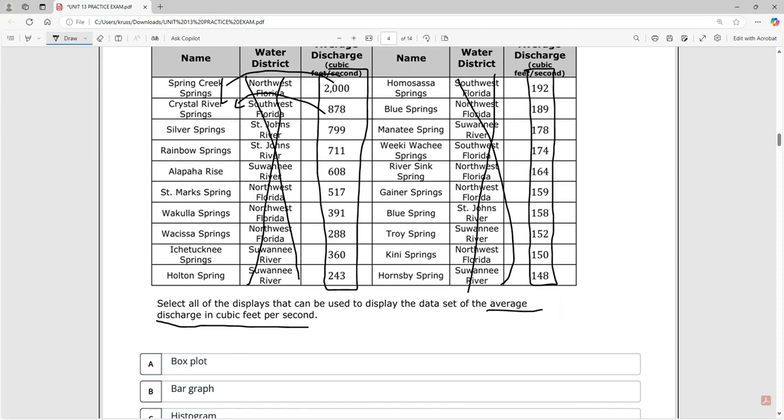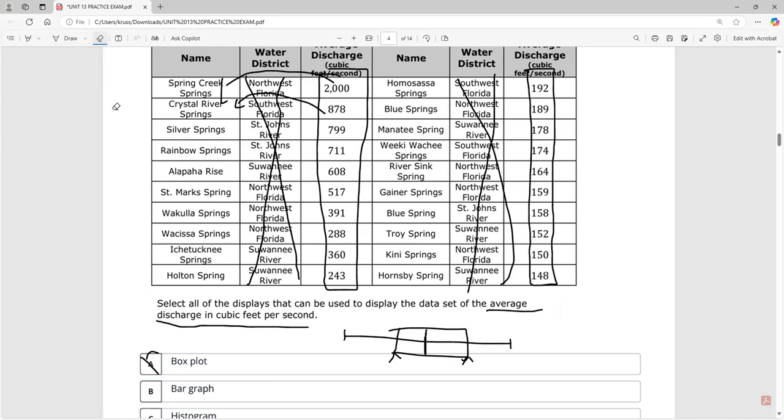So what would be appropriate for this one? Could we use a box plot? That's the one that looks like this, right? With our median right here, our lower quartile right here, our upper quartile right here, and then the minimum and the maximum. Yeah. So could I figure out all that information with these numbers? You betcha. I sure absolutely could. So I'm going to make this one yes. This one is indeed a box plot will work.